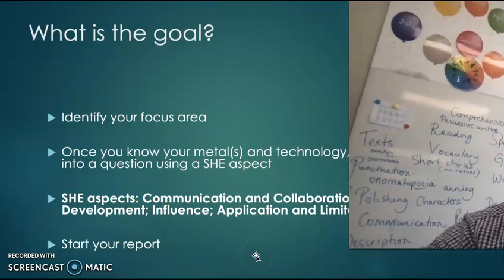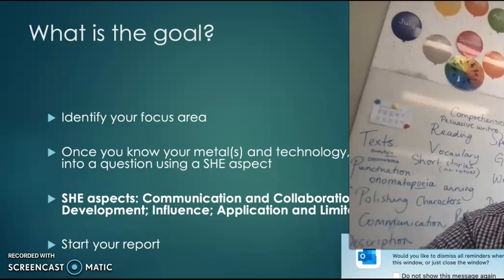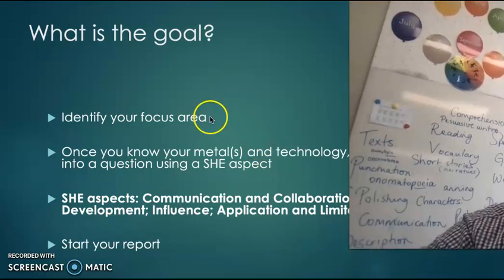So you might say something along the lines of, how could the development of alternatives to silicon influence production via solar panels? Who knows? Actually, that wouldn't be a bad one. You need to come up with a question, okay? And we've got specific dates that we want you to have these questions and focus area done by. Once you've got that, you're going to start your report.